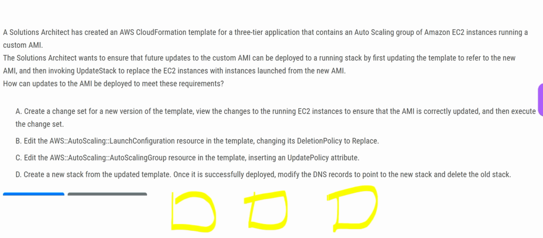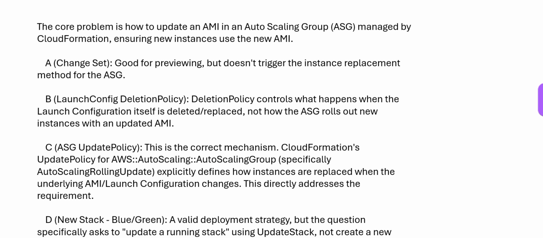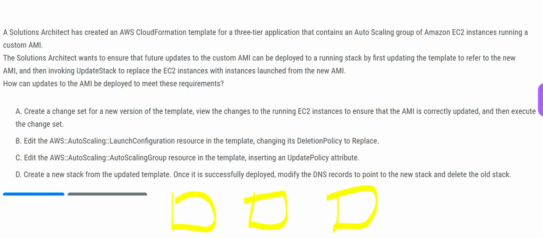So the question is saying, how would you do that? A is telling you that we will make use of change set. The thing is that change set is good for preview, but it does not trigger a replacement of instances. So A won't work in our case. B is telling that, guys, let's use launch configuration and we change the deletion policy to replace. So here we are talking about replacement. It's like an update policy, not a delete policy. So in this case, this won't work.